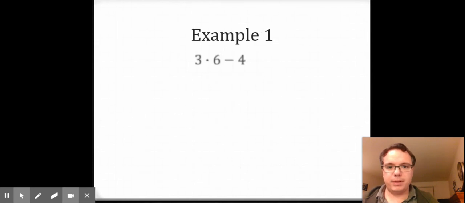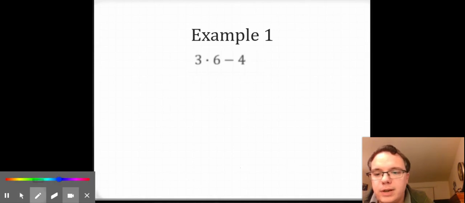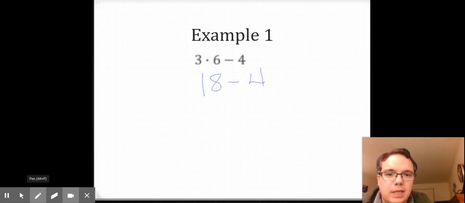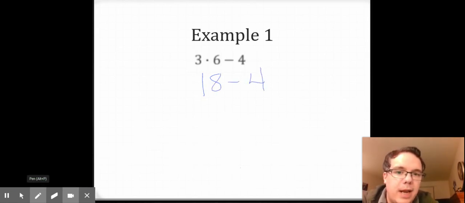So our first example is 3 times 6 minus 4. Are there any grouping symbols? Nope. So we're good there. That step is done. Are there any exponents or powers? There are no powers. So now we can multiply and divide from left to right. It looks like there is some multiplication. So 3 times 6 is 18. So we've taken care of our multiplication. Now we can add and subtract from left to right. So we get 18 minus 4 is 14.